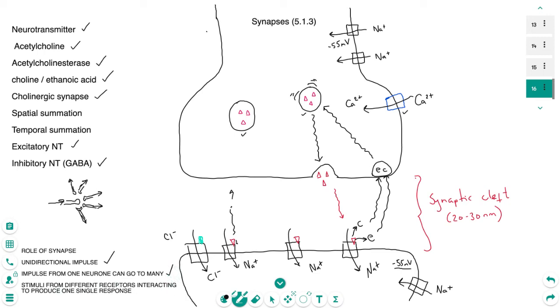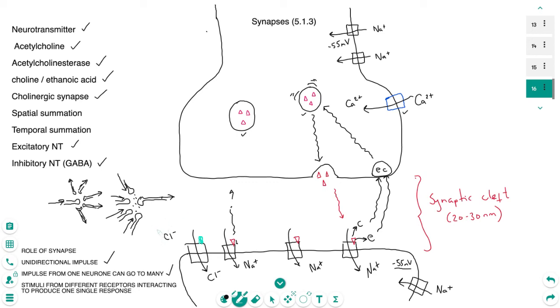And stimuli from different receptors interacting to produce one single response. So that's the opposite now. It could be that you've got many different neurons, I'm drawing really badly here, and they all join up with one neuron. They might all be firing from different directions, and them all coming together might cause one response. So they're all releasing their neurotransmitters, and then you might get one single pathway being fired at once.